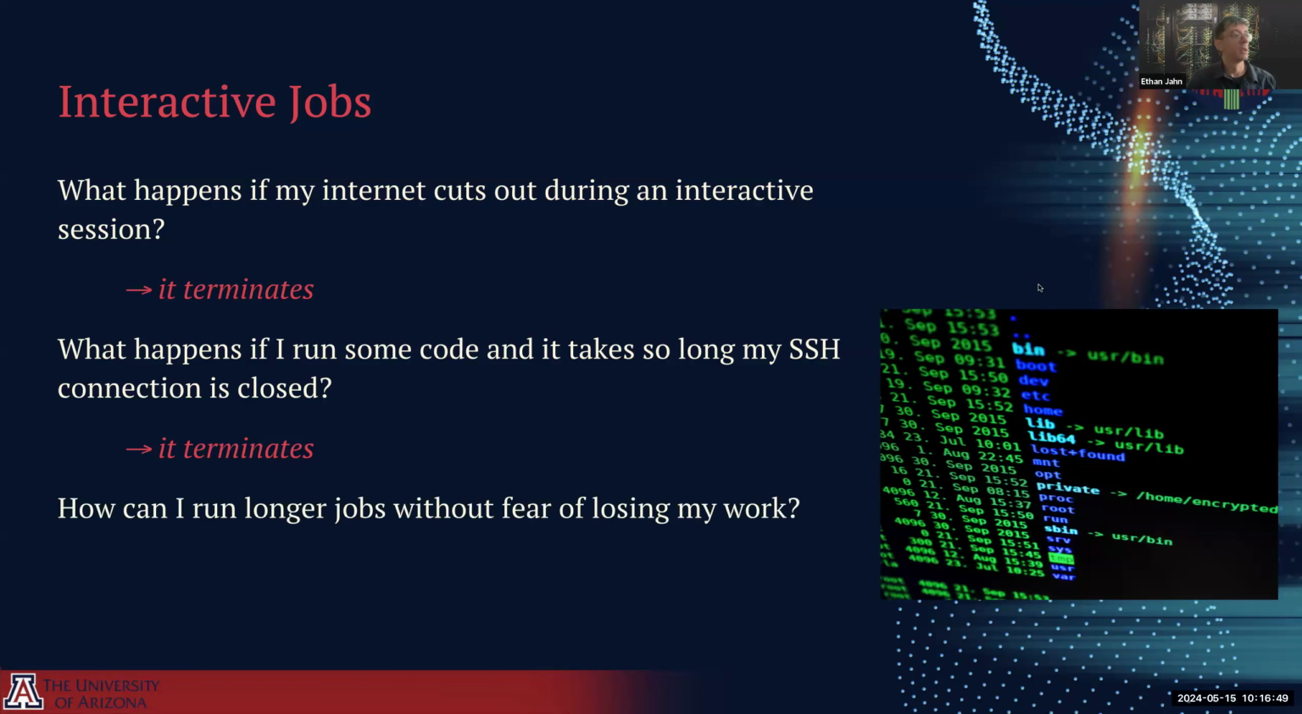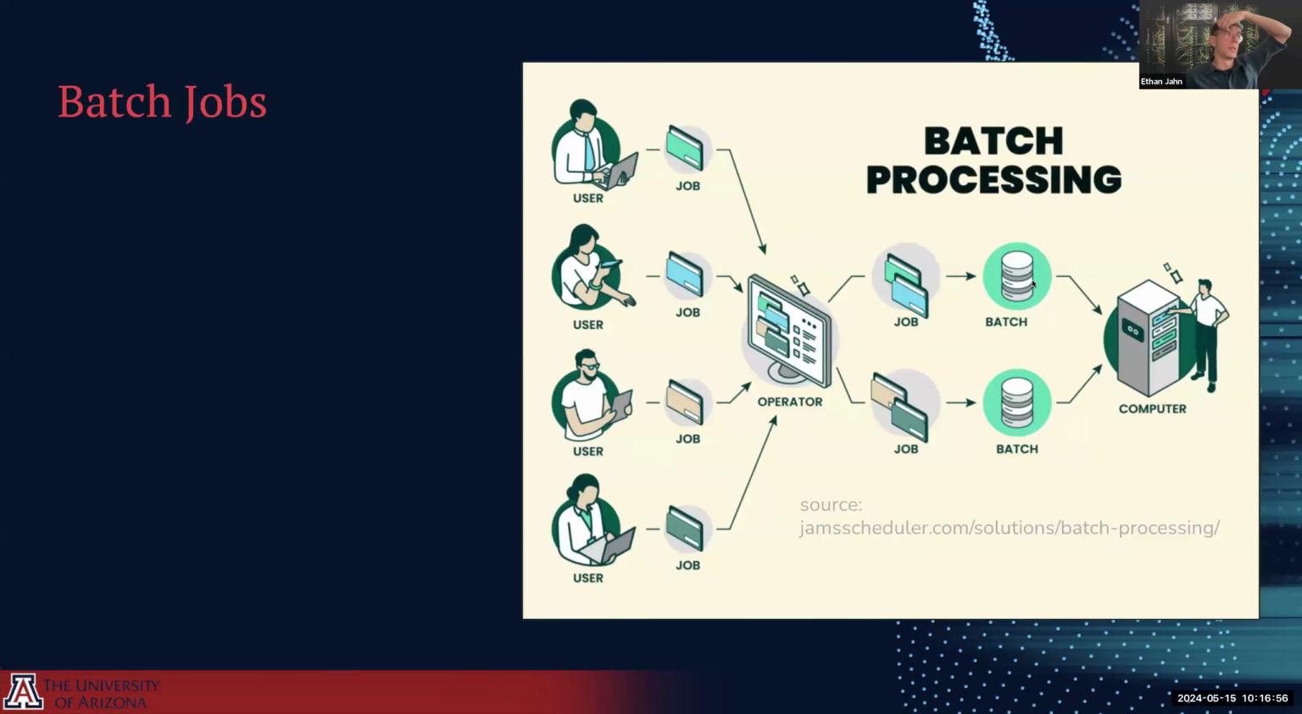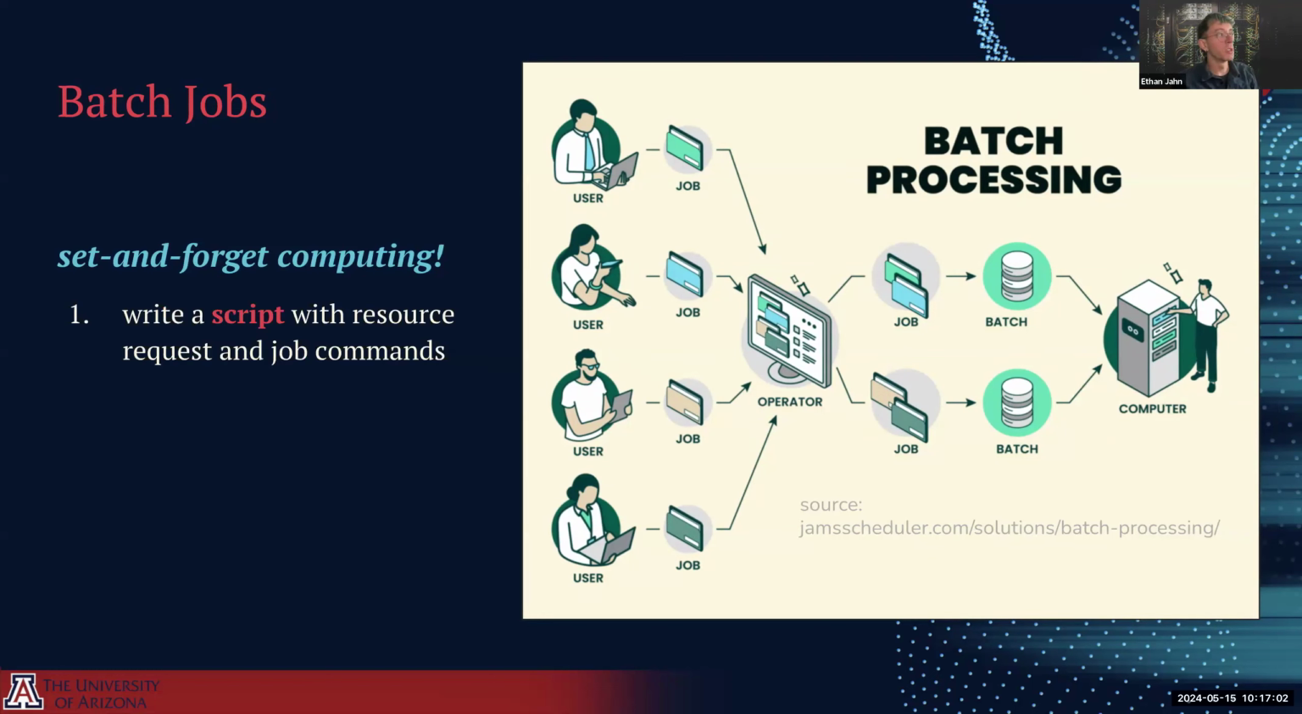So how can I run longer jobs without fear of losing my work? The answer here is batch jobs. So finally, we're talking about batch jobs. Set and forget computing. You write a script with your resource request and your job commands. You send that script to the scheduler and you log off and wait. And then it'll run whenever the scheduler decides that it should run. So this is a good way of running a large number of jobs or running jobs that will take a long time that you don't want to have to babysit while they're running.